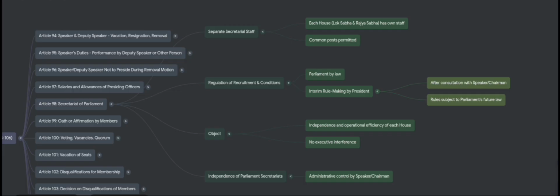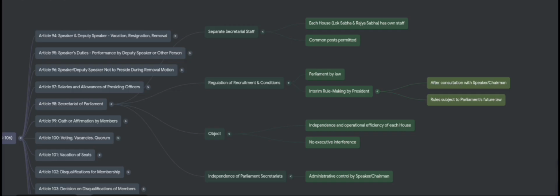Until such laws are made, the president can make rules, but crucially, after consulting with the speaker or chairman, as the case may be. This again underlines the principle that Parliament's internal administration is distinct from the general civil service and directly tied to the legislative branch's leadership. It ensures the staff are recruited and managed according to the unique needs and standards of the legislative branch, not necessarily the executive's rules or priorities. So the whole point is to ensure Parliament can operate without outside interference, truly embodying the administrative separation of powers.